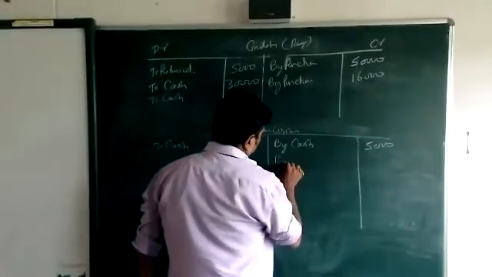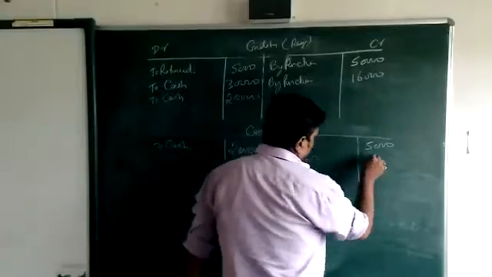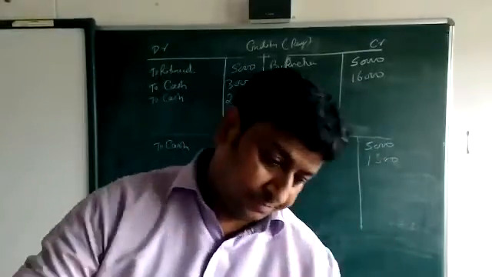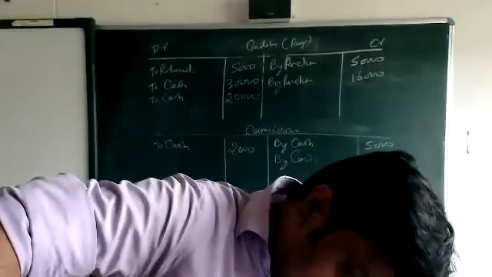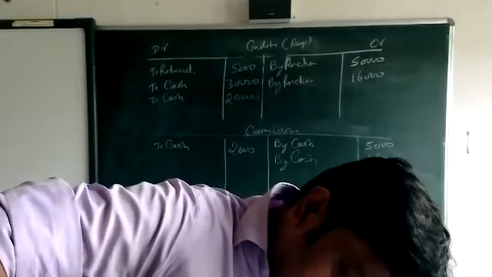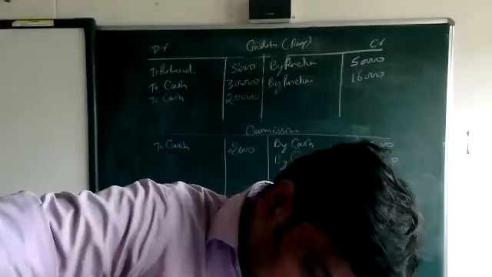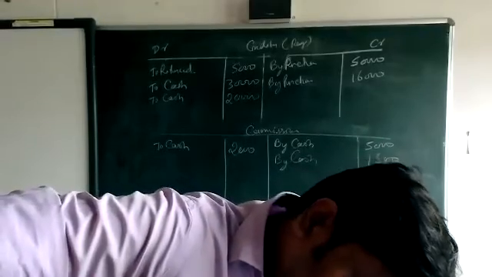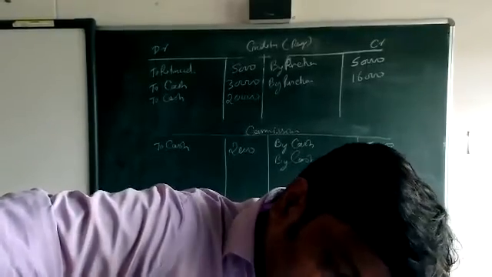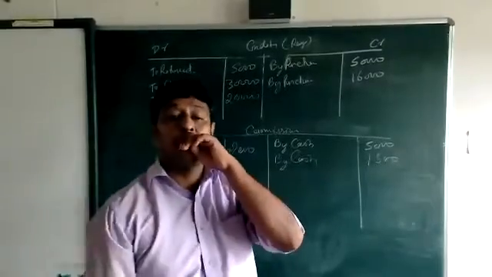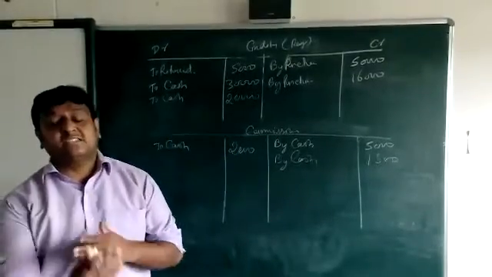Next again, commission received. What are we doing? 1,500. So beta, clear? Up to this is clear. Now we are going for the next step.